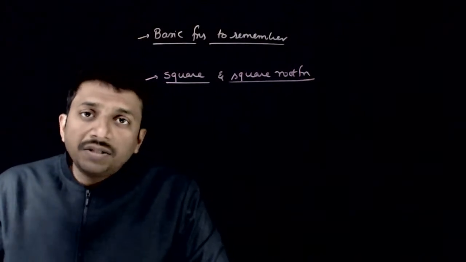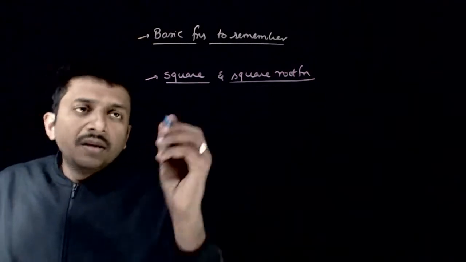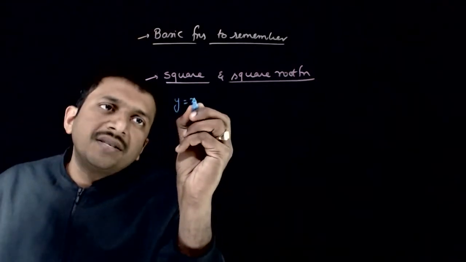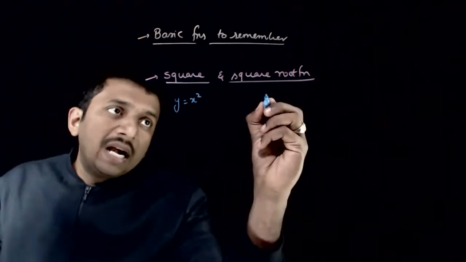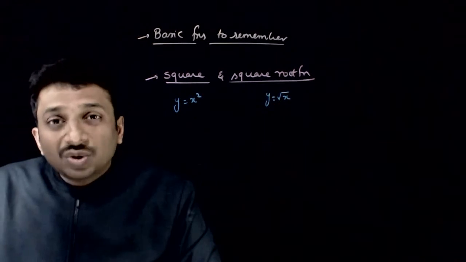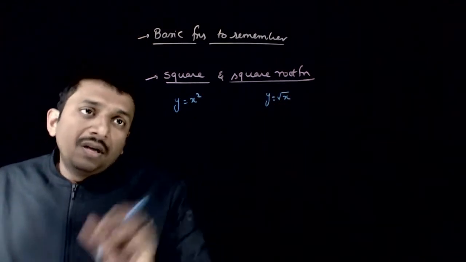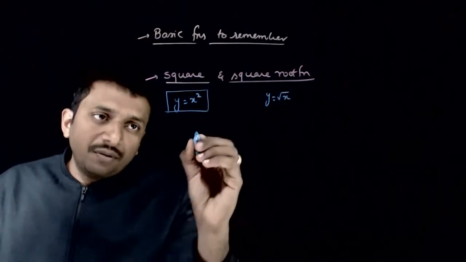So the next set of functions that we are going to study are square and square root functions. So y is equal to x square is called the square function, and y is equal to positive square root of x is called the square root function. So what is the nature of y is equal to x square? How does the graph of this look like?